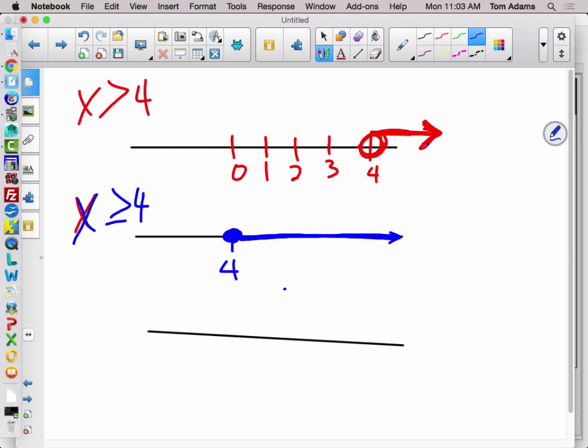And lastly, well, not lastly, I guess I could do one more. X is less than 4. Again, somewhere over here on the number line, I have 4. Is there an equal sign in my inequality? No. So what do I do? Open circle, and now I go to the left. Okay?